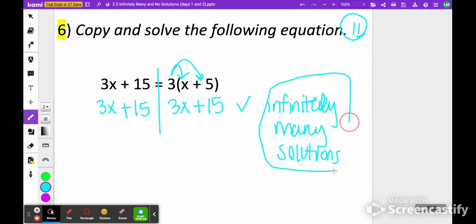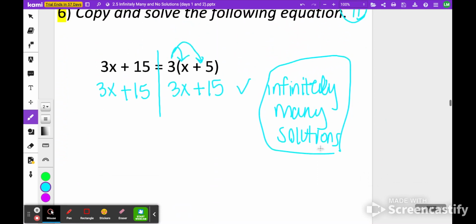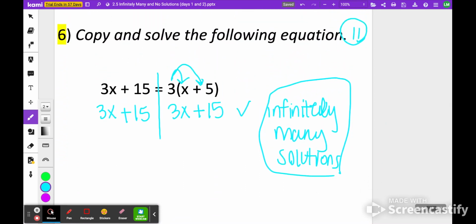Okay, that is going to conclude our notes on lesson 2.5 day 1. Tune back in next time to learn about infinitely many, no solutions, or just one solution.